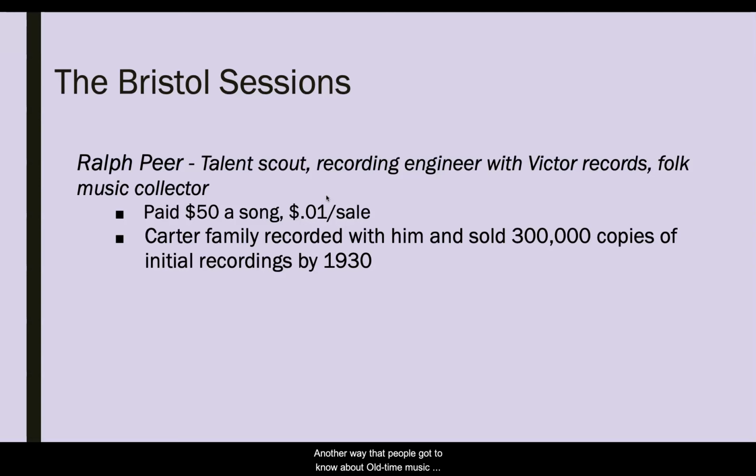Another way that people got to know about old-time music was through recordings, and the Bristol Sessions in Bristol, Tennessee did a great deal for old-time music. Ralph Peer was a talent scout and a recording engineer with Victor Records and collected music, and he made an announcement that people could get $50 and make some money off their recordings if they came to record.